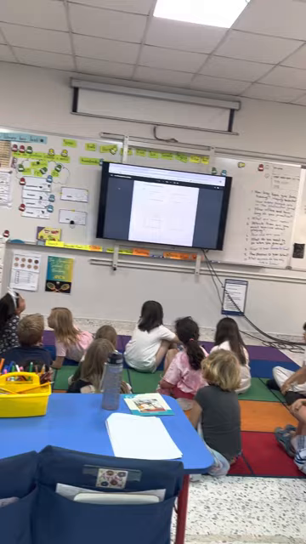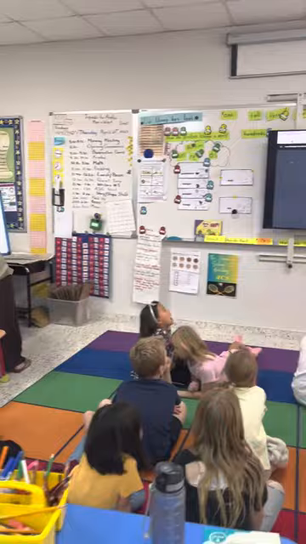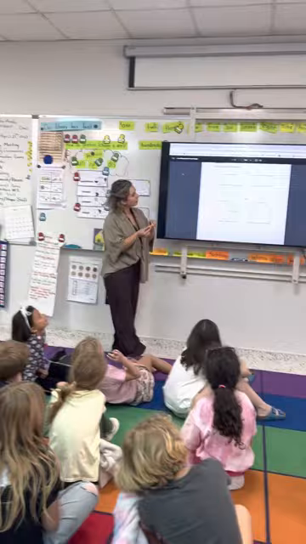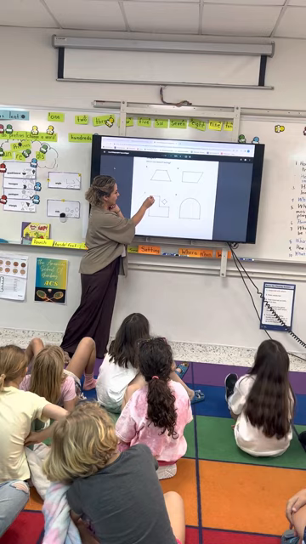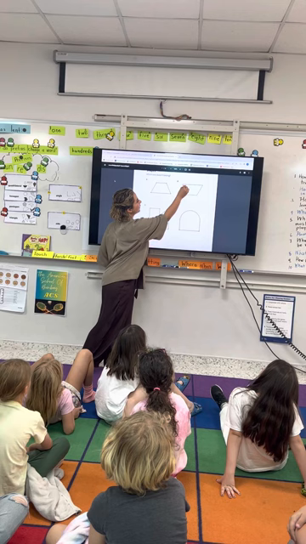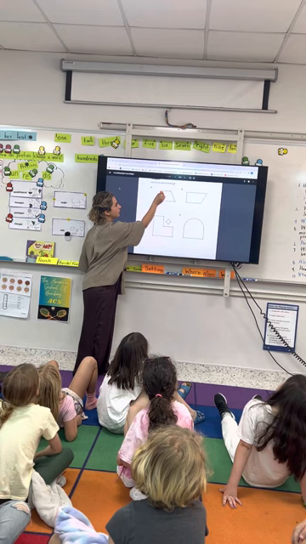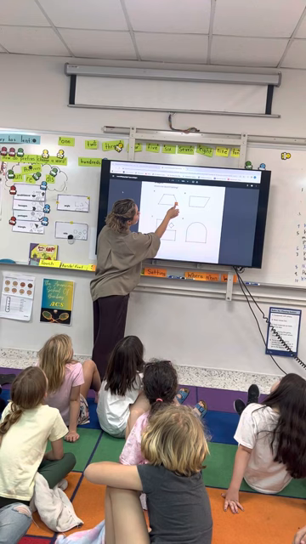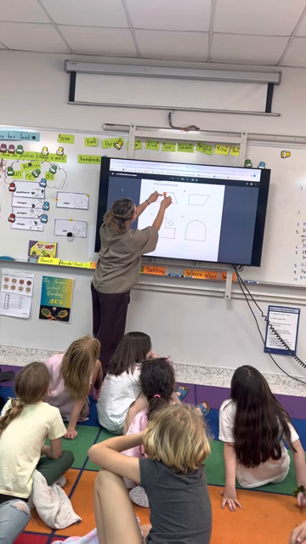Let's see. Does it fit in A? So this is a square. Does this square fit in this corner? Yes. Does it fit in this corner? Yes. This corner? Yes. Does it fit in this corner? No. Does it fit in this corner? Kind of. No, it's a little bit out, right? Does it fit in this corner? Yes. Look, there's an empty space here. What about this corner? No.